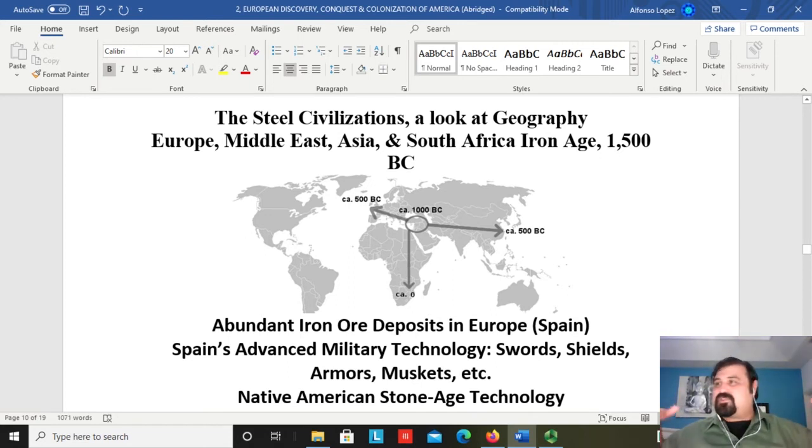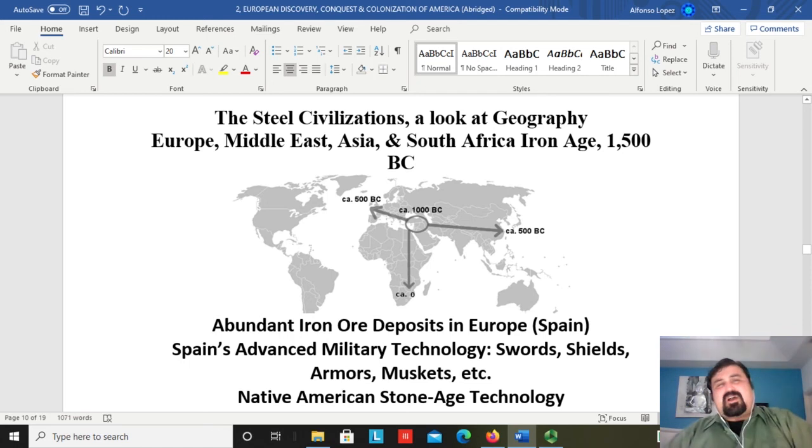So Europeans could just simply take that mineral, learn how to smelt it, and by smelting the iron ore, they could create ironworks, many of which were going to be used for different types of endeavors, like farming tools, but also for warfare, by the way.